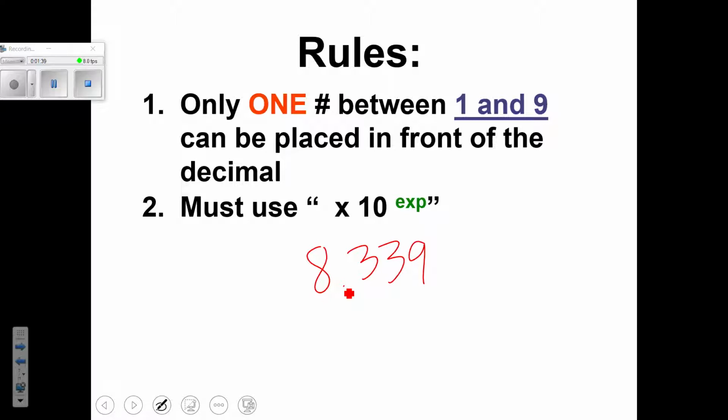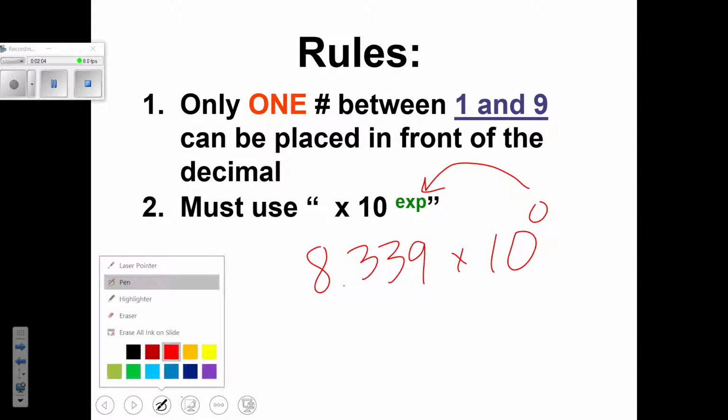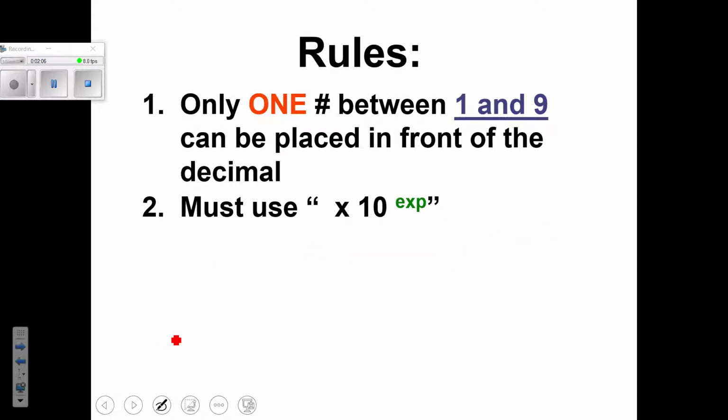Well, this one already has one number in front of the decimal, so most students think, well, if I'm doing a scientific notation quiz, I can leave it like that. Wrong. You have to have a power of 10 that is shown. In this case, we would do a 0 as our exponent, because we must have this formation if we are saying we are in scientific notation. So in a minute, we'll look at some examples that show that.